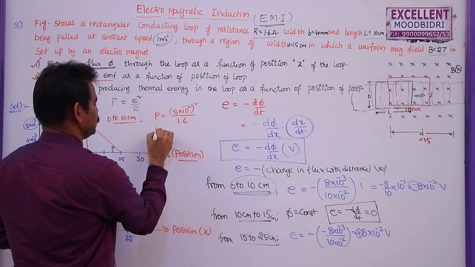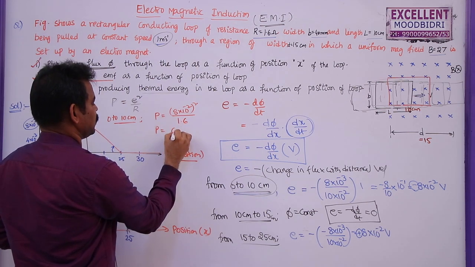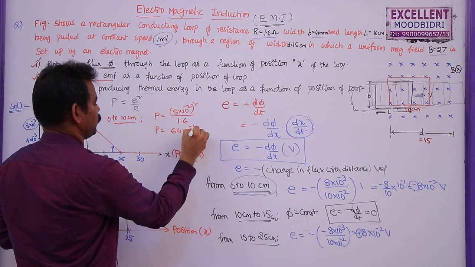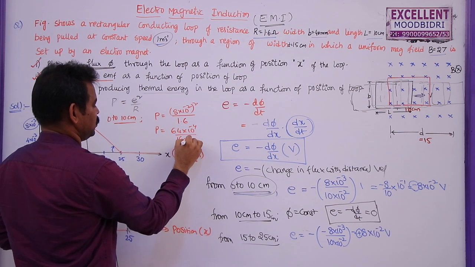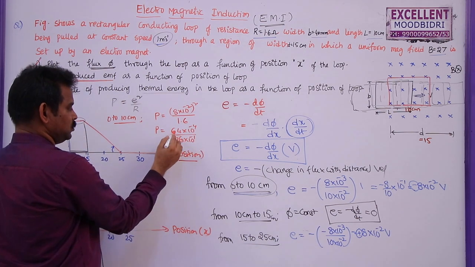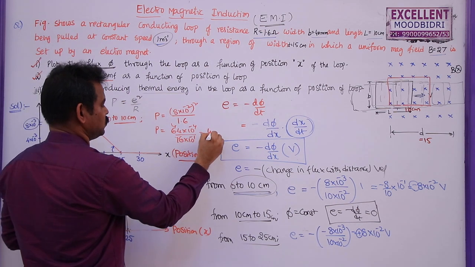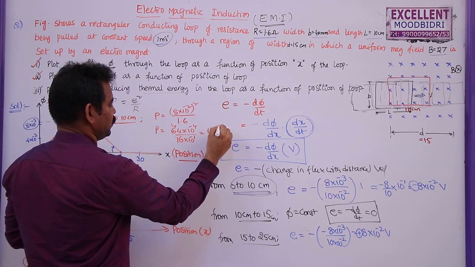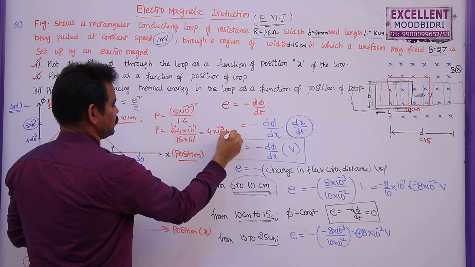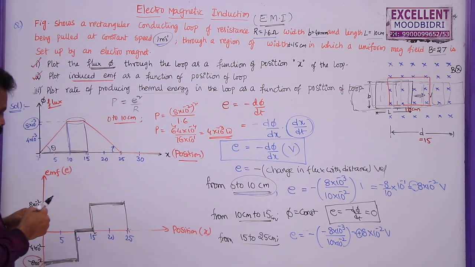So this is 1.6. So power is equal to 8 8s are 64 into 10 power minus 4 by 16 into 10 power minus 1. 16 1s are 16, 16 4s are 64, so this is 4 into 10 power minus 3 watts. So this is the power in this case.